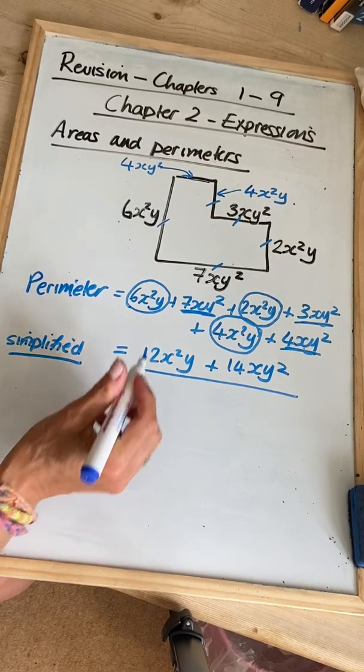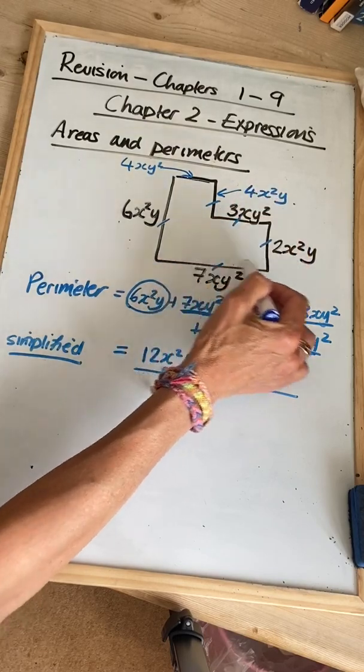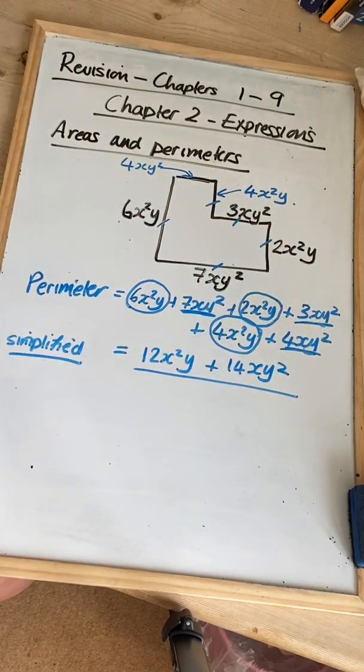I'm sure lots of you just thought to yourselves, well, clearly to go around here, I've got 2 lots of 6x squared y and 2 lots of 7xy squareds, and you would have got there much quicker. But I think this was good to illustrate the point. Also, we need it in order to calculate our area.